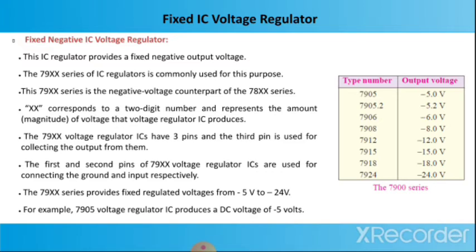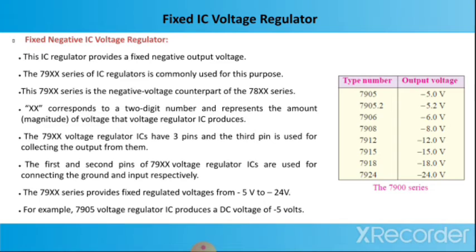the voltage regulator IC produces. The 79XX voltage regulator ICs have 3 pins and the third pin is used for collecting the output from them. The first and second pins of 79XX voltage regulator ICs are used for connecting the ground and input respectively. The 79XX series provides fixed regulated voltages from minus 5 volt to minus 24 volt. For example, the 7905 voltage regulator IC produces a DC voltage of minus 5 volt. So wherever the 79 series is there, it will produce the negative voltage.